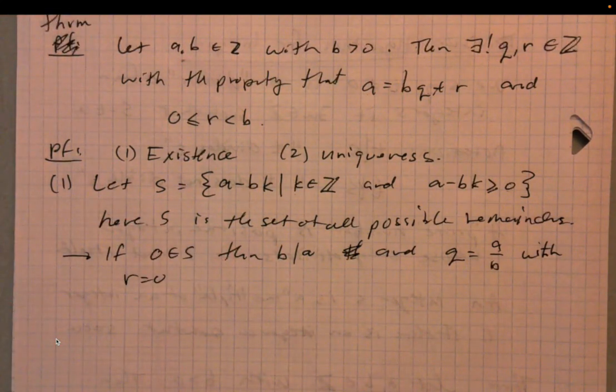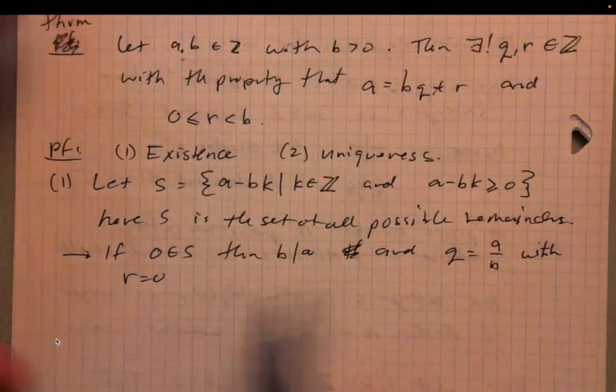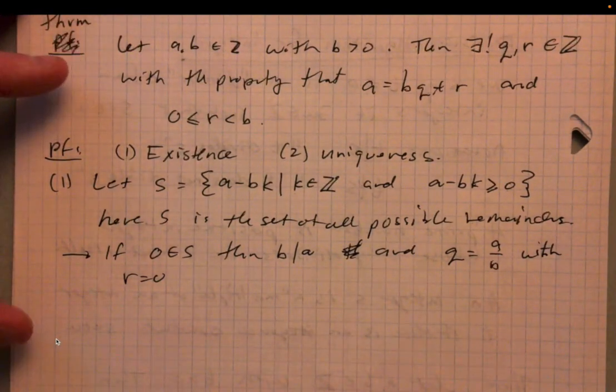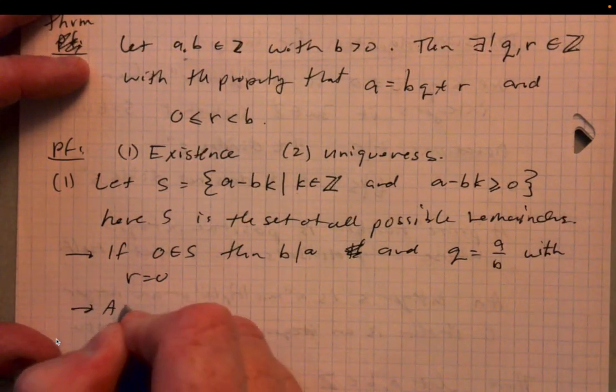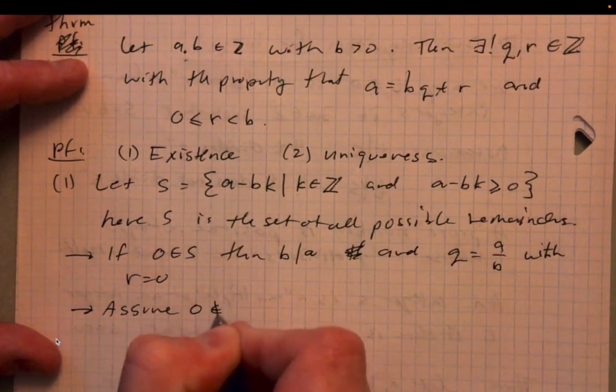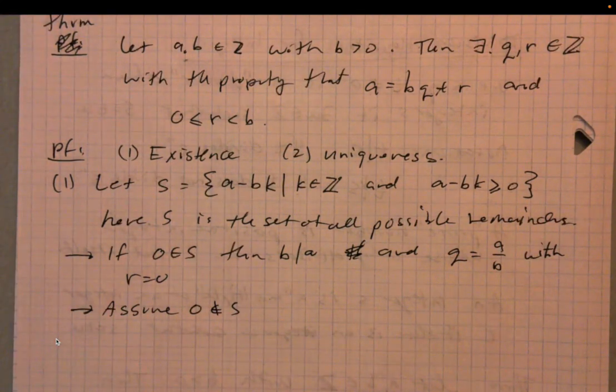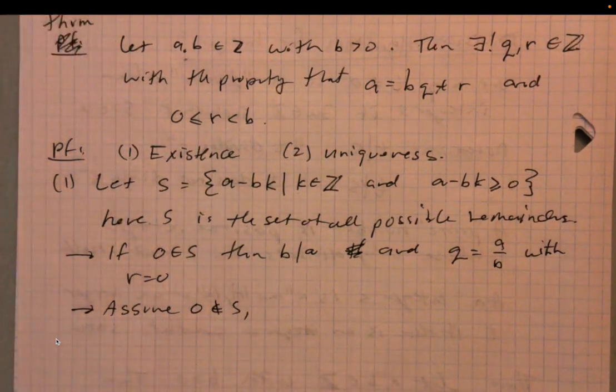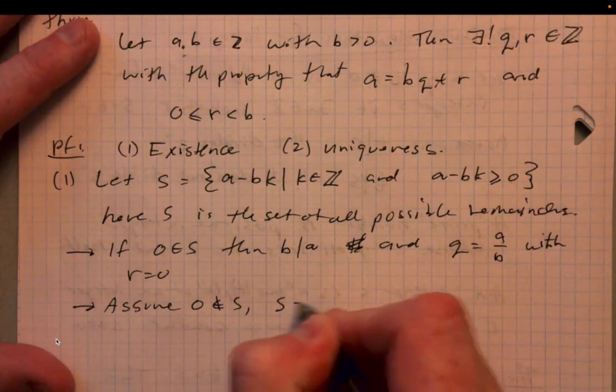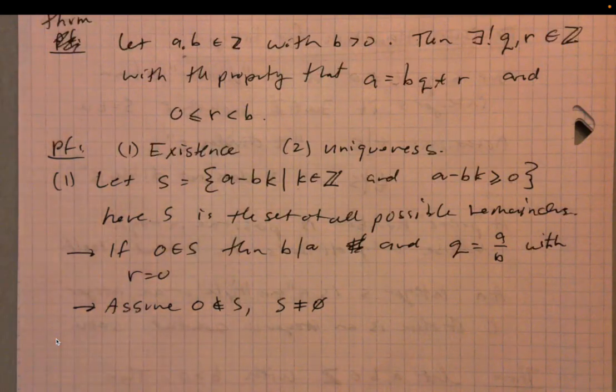Okay. So we're going to assume that 0 is not in S. If 0 is there, then b divides a, and we're done. So assume 0 is not a member of S. Now we know that S is non-empty. That's easy to think through. There's definitely some integers that we could divide another integer by and get a remainder that's positive. That's definitely possible for any number. So S is clearly not empty, and I'll write that S is not equal to the empty set.